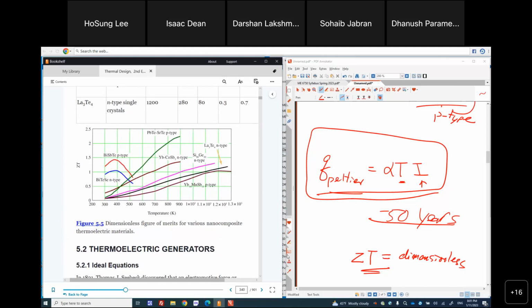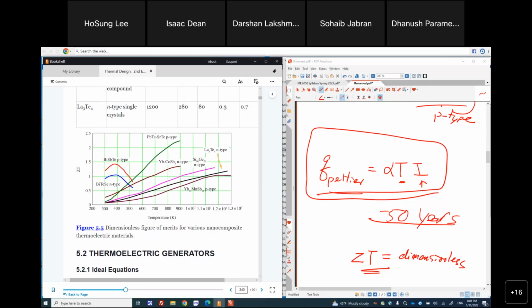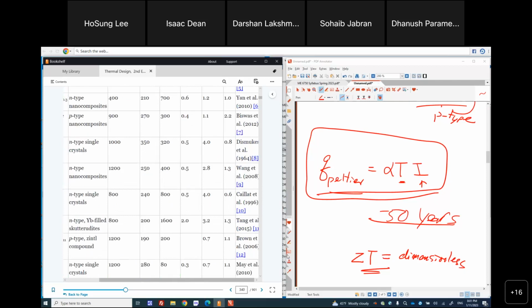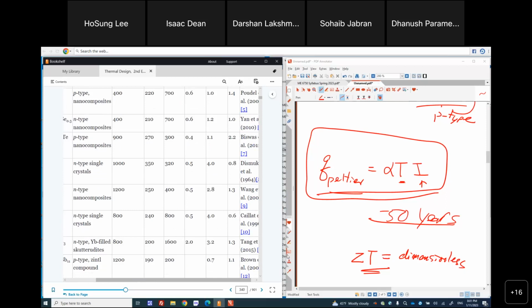Okay, lead telluride. Skutterudite was discovered in Norway. Anyhow, it is high, but at room temperature it is low. That's the difficulty right now. Okay, so I gave some examples. Did I mention ZT? Yeah, ZT value, look at that.